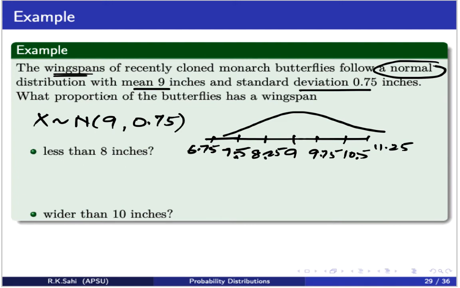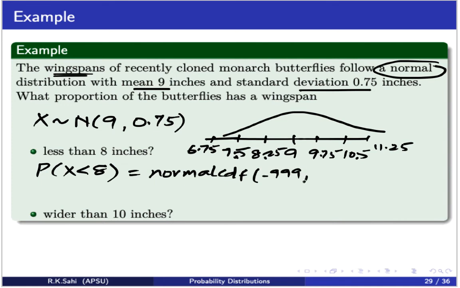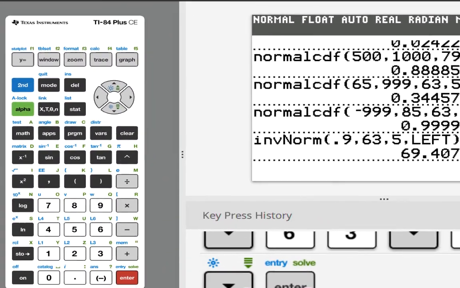So let's look at the question. It says, what proportion of butterflies has a wingspan less than 8 inches? That means probability X less than 8. Now, you should be a pro by now, guys. I hope so. So I'm just going to write down the formula, normal CDF. Less than 8 means you're going to have negative 999, then 8. Remember the mean is 9 and 0.75. Okay, go ahead, get your calculators, guys. Practice time. You can be faster than me.